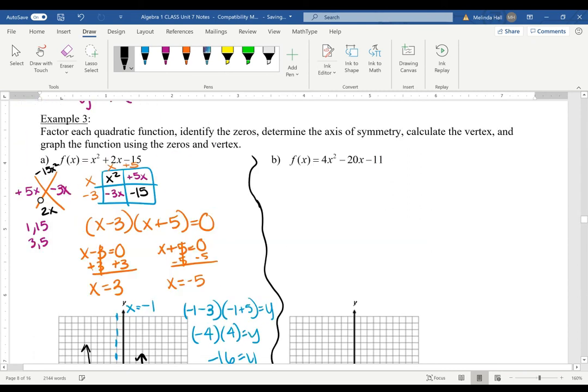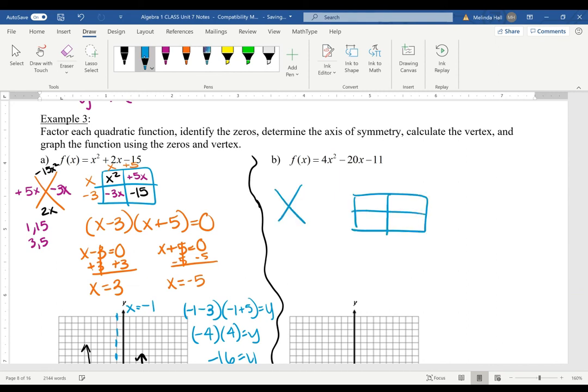All right. So we're going to do the same thing with this function now. We're going to factor it first. So to start, we draw our x and our box. 4x squared would go in the top left and negative 11 would go in the bottom right. When you multiply those together, you get negative 44x squared and negative 20x in the middle. So to get 44, that'd be 1 and 44, 2 and 22, not 3, 4 and 11, 5, 6, 7, none of those work. But I do have this 2 and 22, which looks interesting.